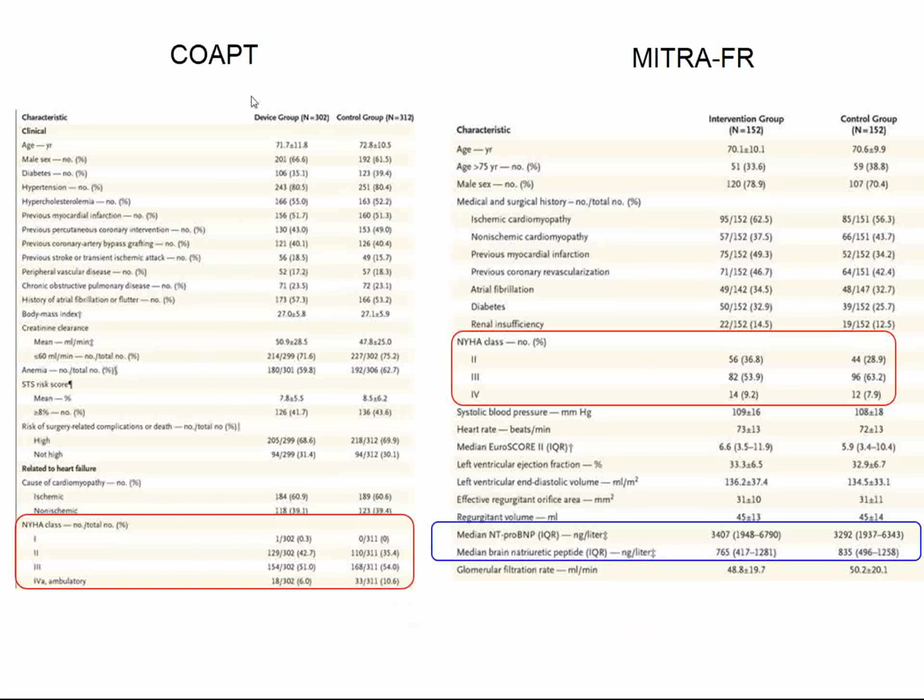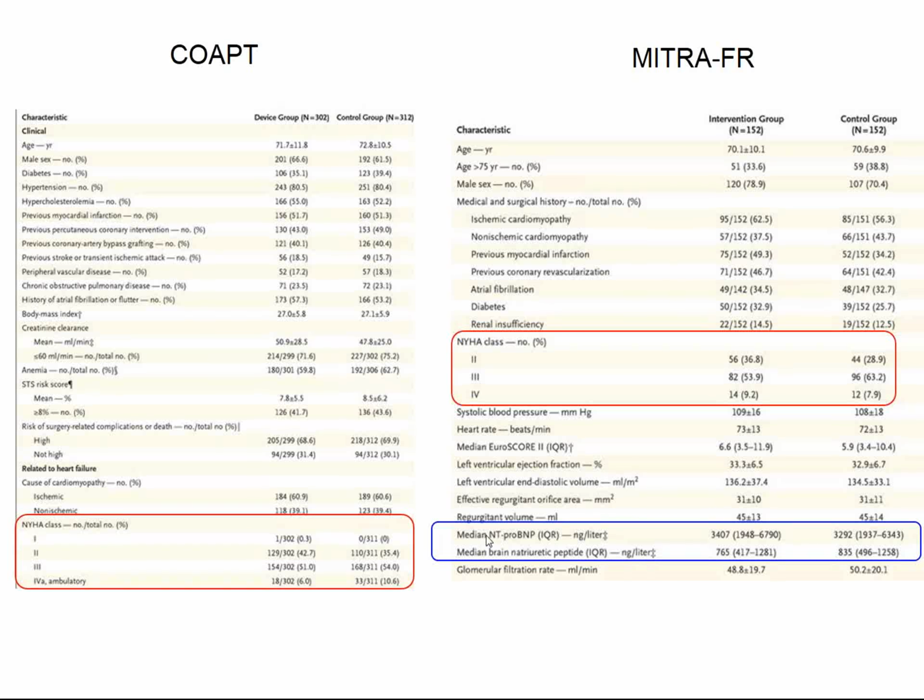Now we'll compare the patients in the COAPT study to the MITR-FR study. And age is similar. These are people in their early 70s. The distribution of gender is also not remarkable, whether they had ischemic cardiomyopathy or prior cardiovascular revascularization. I think these things are fairly similar. If we look at New York Heart Association classifications, we get the impression maybe the patients in the COAPT study were a little sicker, although if I look at these 3 to 4 classifications here, 50%, 63% here, and here it's 50%, 54%. I don't think that's that different.